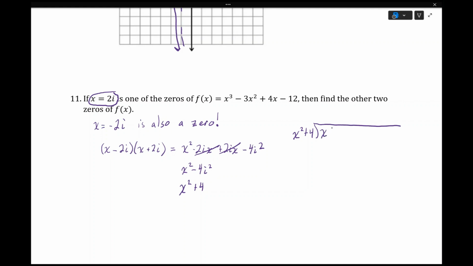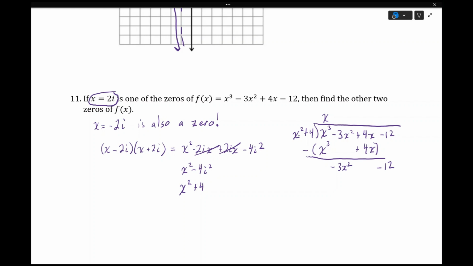So I have x cubed minus 3x squared plus 4x minus 12. What do I multiply x squared by to get to x cubed? Just an x. So I have x cubed plus 4x. I subtract all of that, and I'm left with -3x squared minus 12.